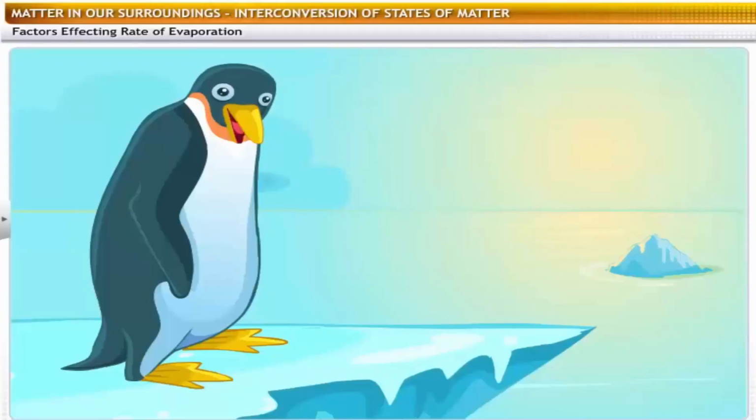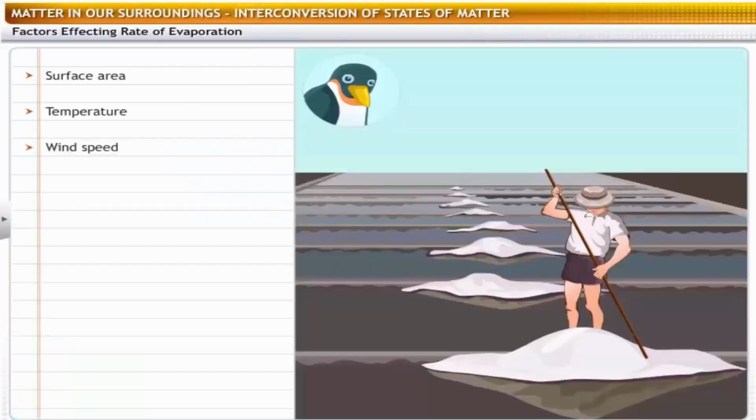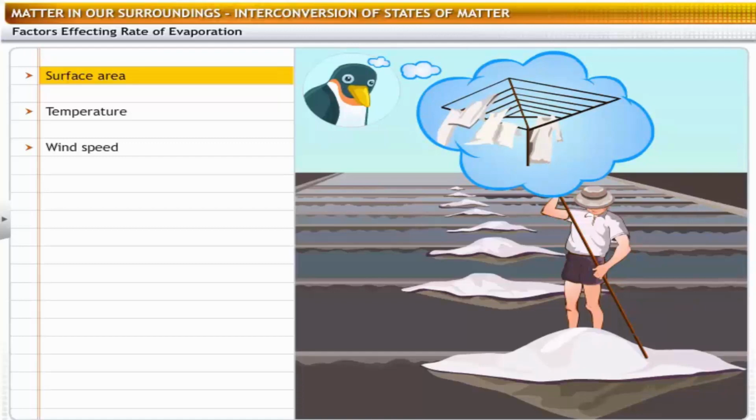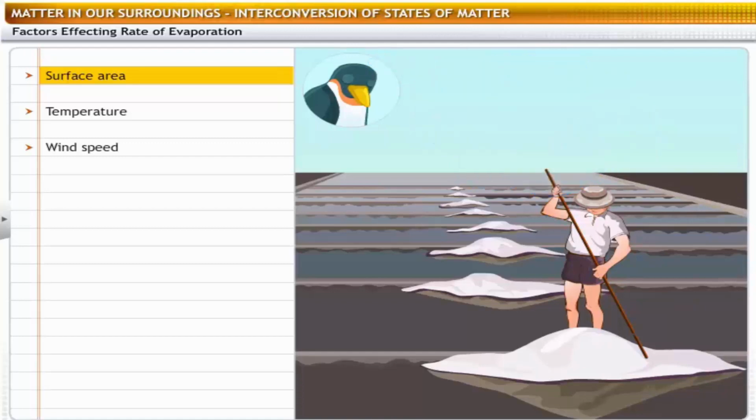Interesting. Tell me more. Shallow quarries or bunds are built near the sea. The shallow bunds provide a relatively large surface area for water to evaporate quickly, much like the clothes that you spread out on a clothesline so they dry faster. Water from these bunds evaporates, leaving salt behind. Then the salt is collected and refined before use. So, the rate of evaporation depends on the surface area. What else does the rate of evaporation depend on?